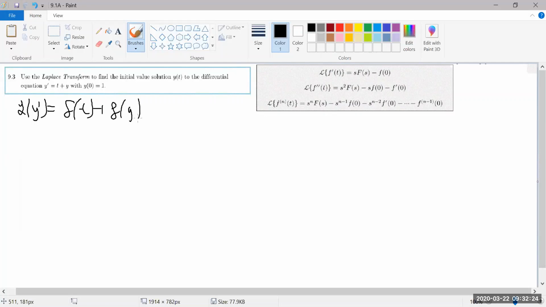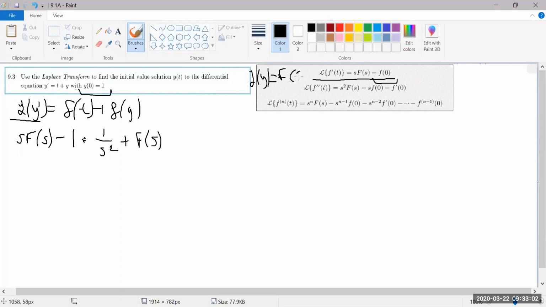Okay, and by definition, we have that the Laplace transform of y prime, or f of t prime, equals s F of s minus our f of 0, which we have here, so our y of 0 equals 1, and then equals the Laplace transform of t, which is just 1 over s squared, and then the Laplace transform of y, which is just F of s. So that's just another definition. It's kind of important for solving these, so make sure you're familiar with it.